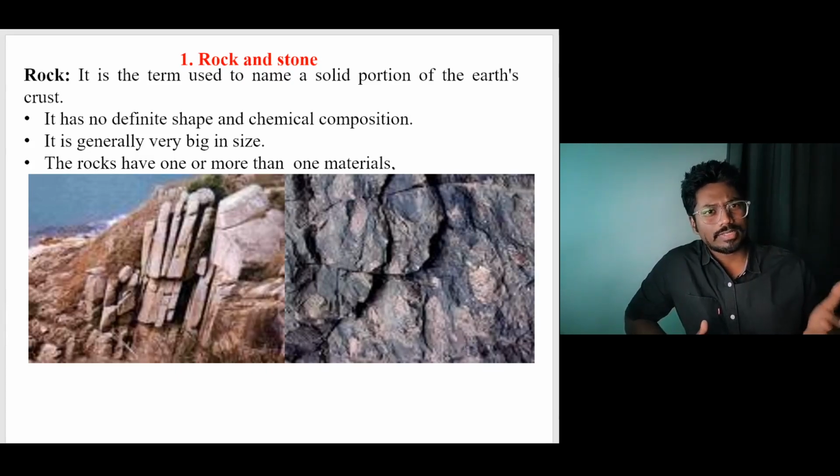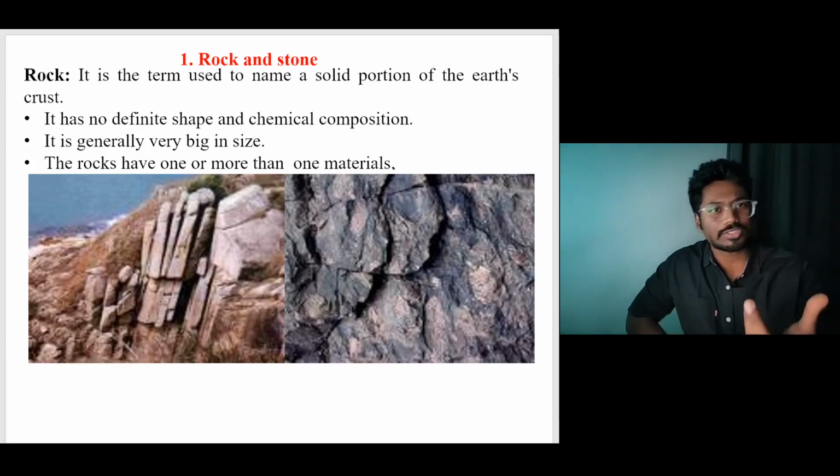Typically, stone is a derivative of rock. Let's not confuse rock and stone as two separate construction materials. Stone is a derivative of rock. When you quarry a rock from a quarry, you call it a stone.